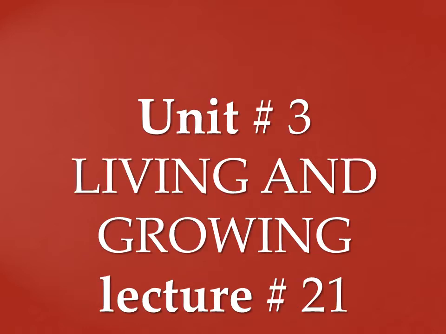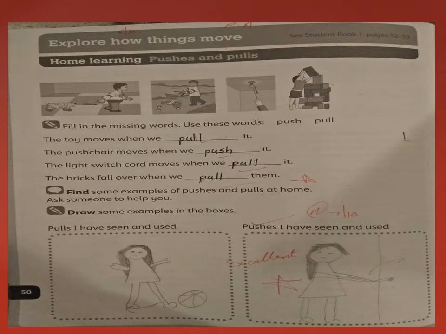Okay, this is again the lecture about unit 3, living and growing, and this is lecture number 20, the repetition of all the work we had done in previous 2 weeks. So class, complete your work, and in the next lecture we will do the remaining 4 pages of unit 3 which are left behind. In today's lecture, I'm just going to repeat the previous work. Okay, so this is the first page, page number 50. We had done this in class. I'm just going through it. You can do it if you haven't done it.